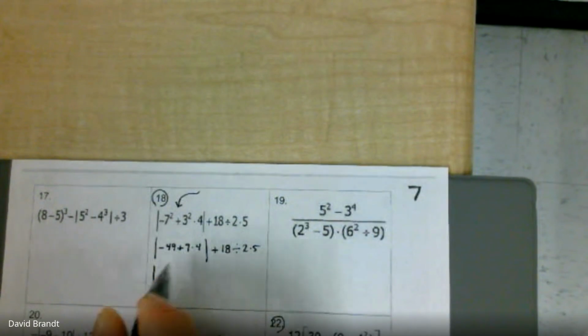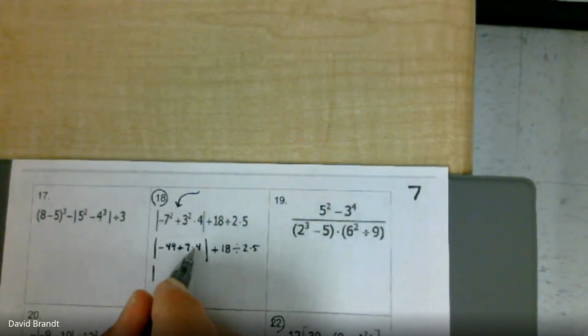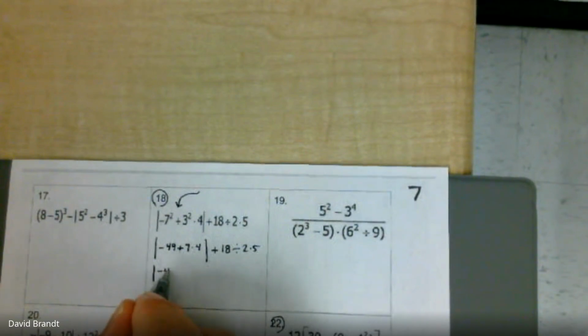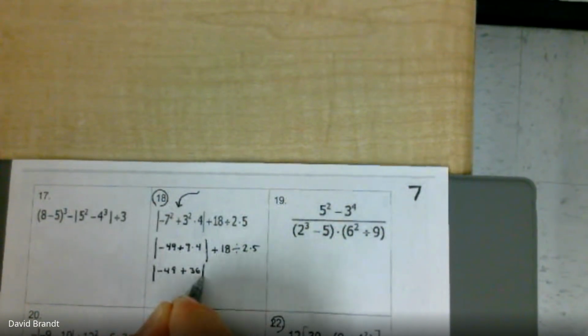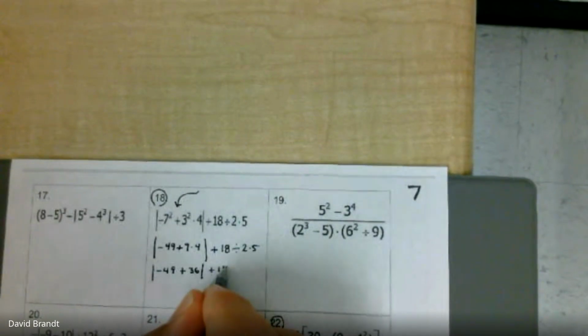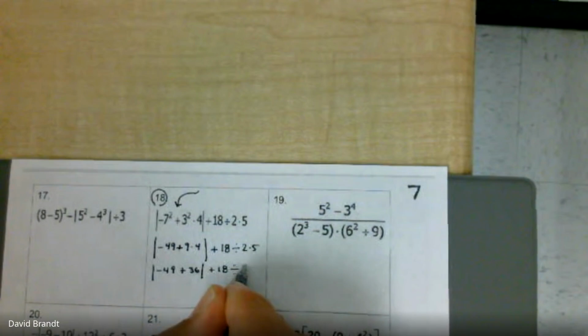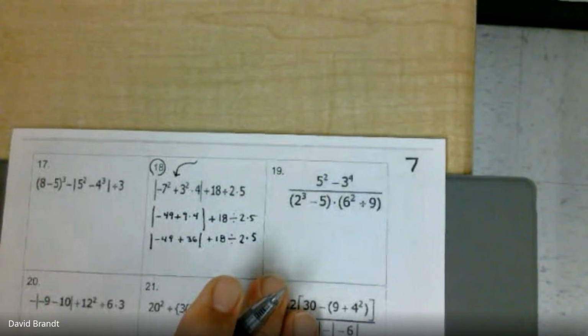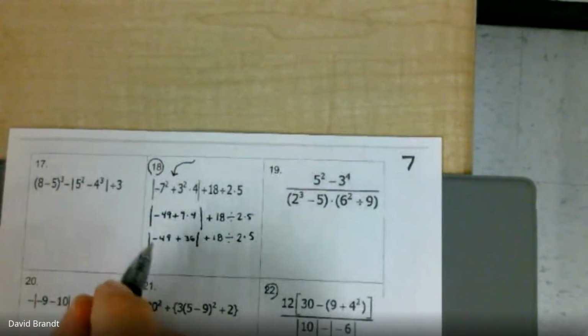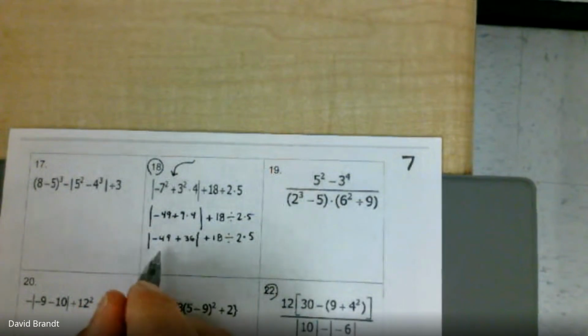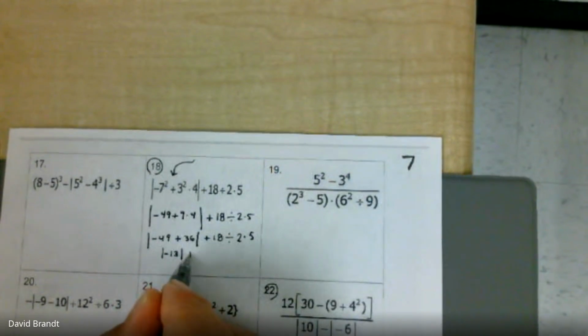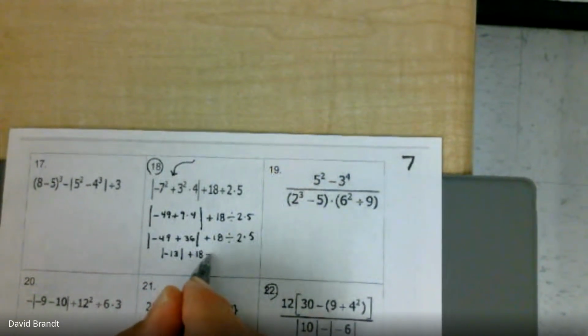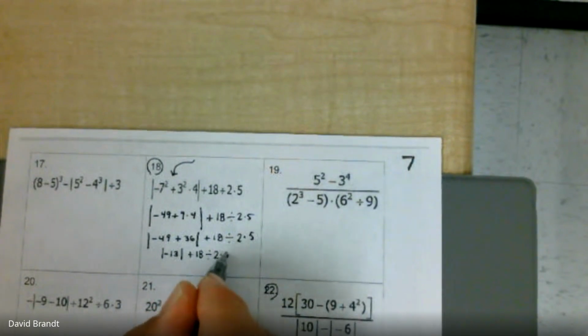All right. Now I've got addition and I've got multiplication. Multiplication comes before addition. So that's going to be -49 plus 9 times 4 is 36, plus 18 divided by 2 times 5. That's not 2.5. That's 2 times 5. Still need to be working inside the absolute value. Almost done. -49 plus 36. That's -13, plus 18 divided by 2 times 5.